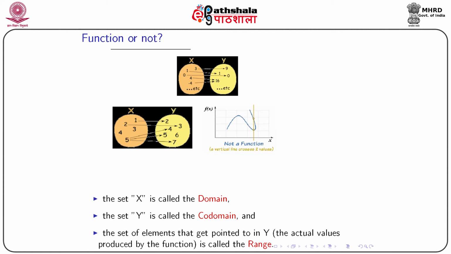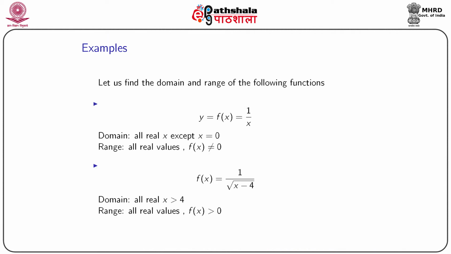The set X is called the domain of the function, and the set Y is called the codomain. And the set of elements that get pointed to in Y, that means the actual values produced by the function, is called the range. So here we have three things: domain, codomain and range. Range and codomain correspond to Y, whereas domain corresponds to X. Let us consider a few examples.